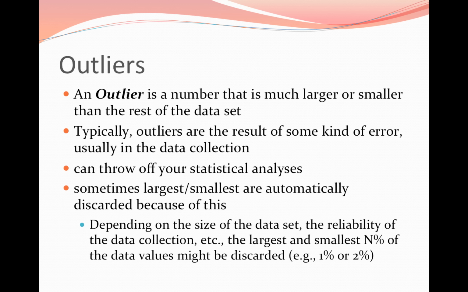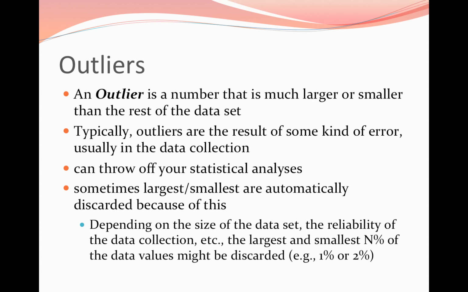An outlier is a number that is much, much larger or smaller than the rest of the data set. And typically, outliers are the result of some kind of error, usually in the data collection. For example, if you have some kind of experiment and values are being written automatically to a data file, sometimes something goes wrong and the numbers in your data file are just completely off.